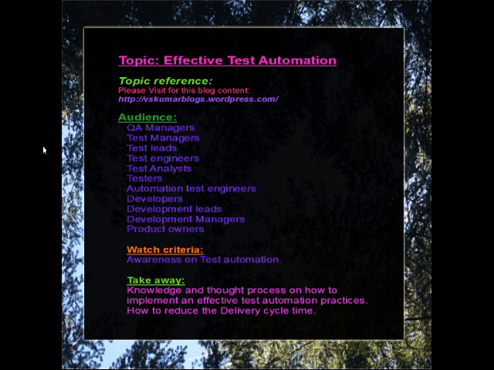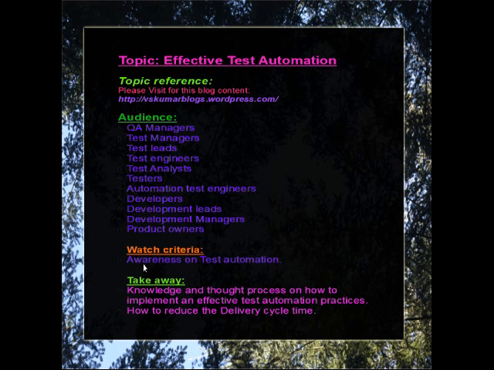The topic is effective test automation, and this particular topic is posted under the blog site VS Kumar blogs wordpress.com. The recommended audience are QA managers, test managers, test leads, test engineers, test analysts, testers, automation test engineers, developers, development leads, development managers, product owners.